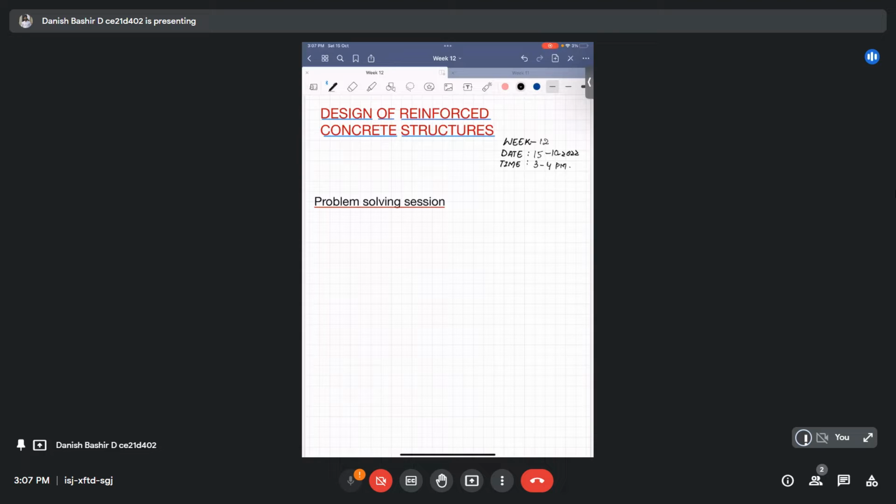This session is scheduled from 3 to 4 p.m. and in today's session, we will be dealing with a problem related to uniformly loaded and simply supported rectangular slabs. Actually, these are two-way slab sections. So we will first look into some basic concepts and later on we will solve a design problem related to simply supported two-way slabs. So let's start.